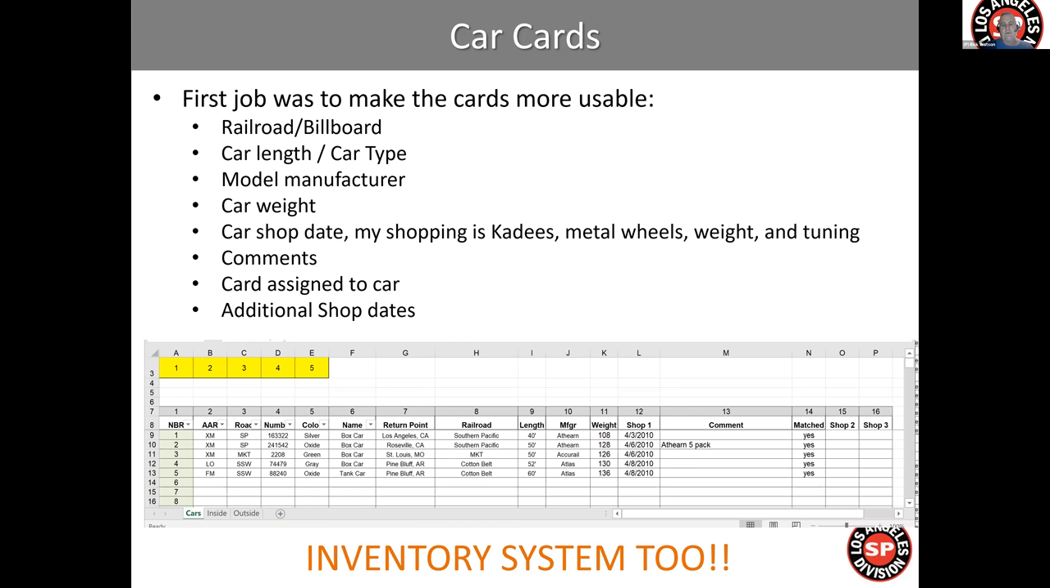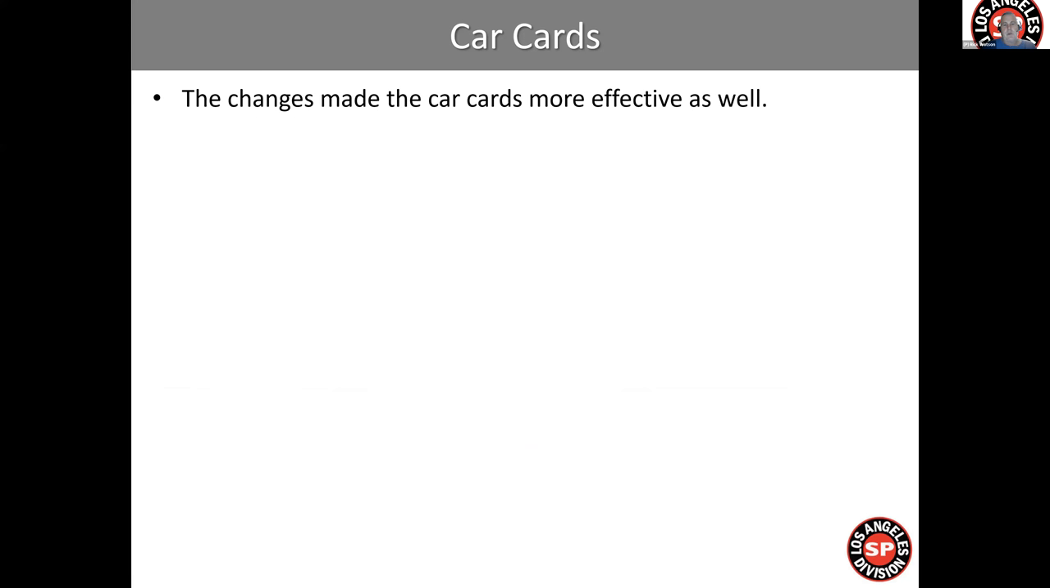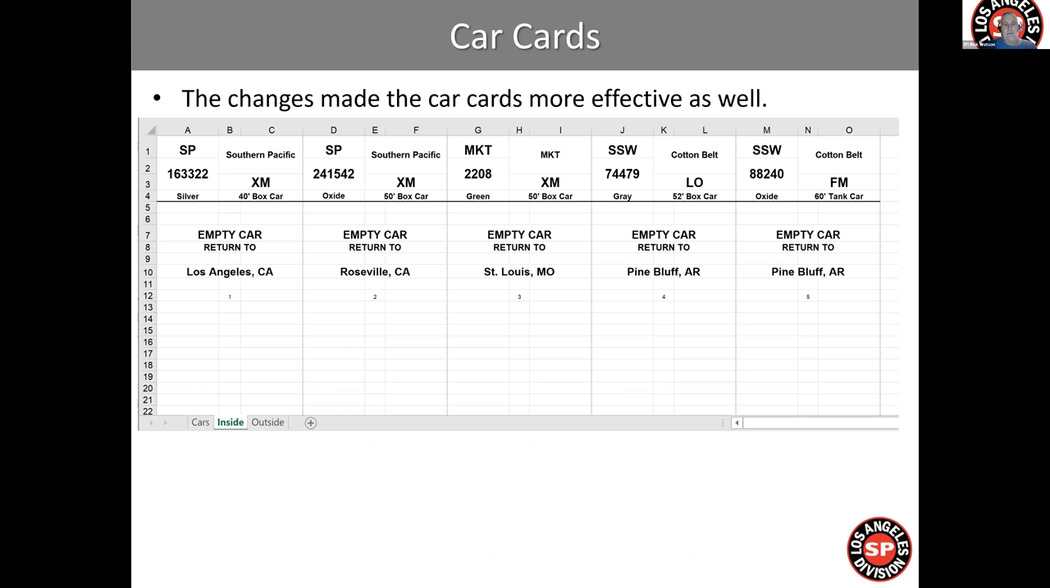I can print my car cards right out of it. For me, it's been pretty easy and straightforward. As I mentioned, the print key are the numbers across the top, and that lines them up for the printer. So the changes I thought made the car cards more effective. So now, as you can see, you've got the reporting mark, the billboard, you have the color, you have what type of car it is, 40-foot box car. So if you don't know what an XM is or what an LO is, you can look on there, except I see I have an error where it says 52-foot box car. Oops.